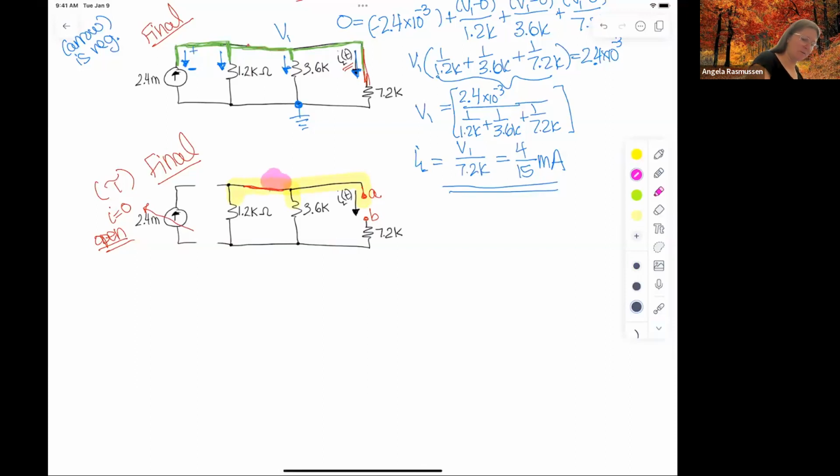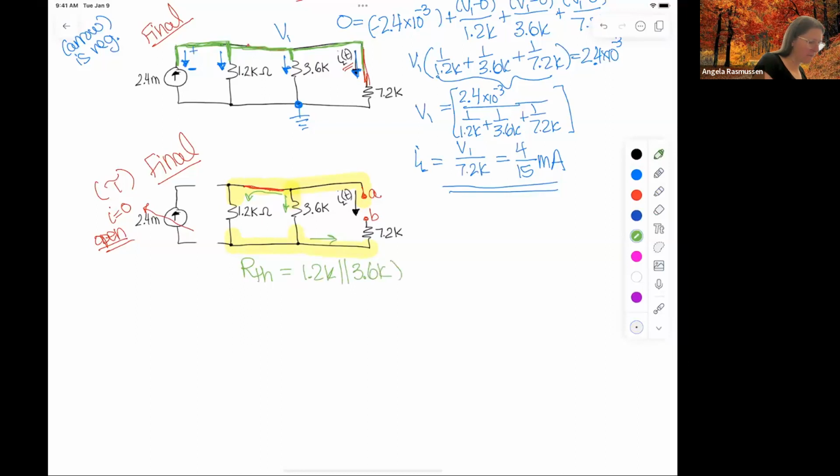So here I can see that there's going to be a split. So those two are in parallel. And then they join back together again. So RTH is 1.2K in parallel with 3.6K plus 7.2K. So that's how I get the RTH there.